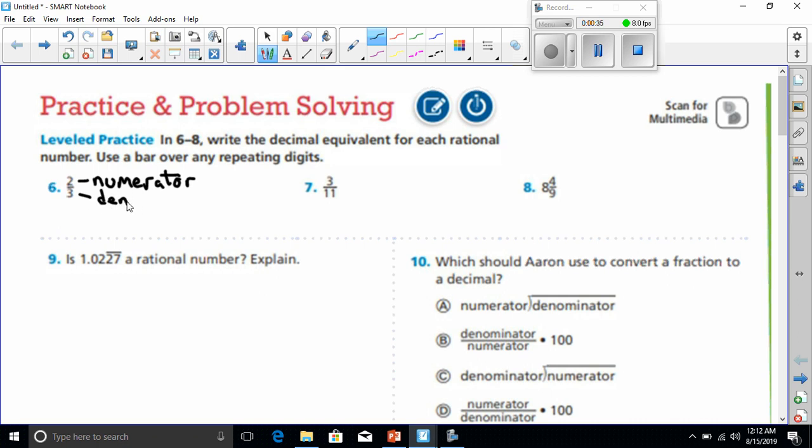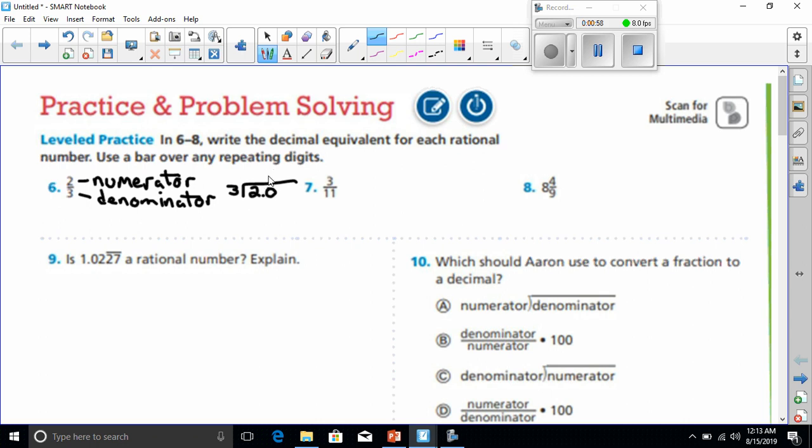Remember, every fraction is really a division problem. So let's see how that works out. Well, 2 divided by 3. If we do that, we realize we have to put a decimal there.